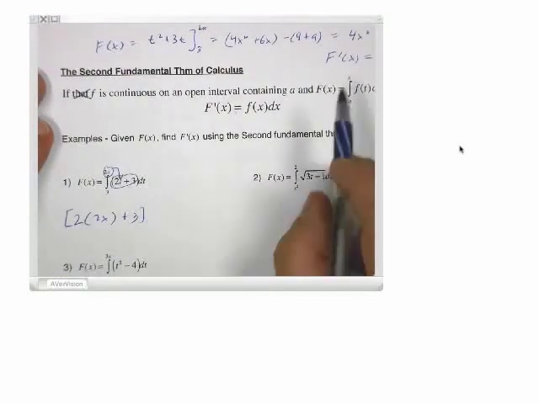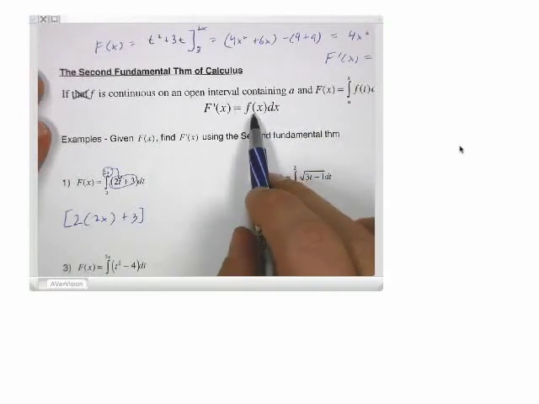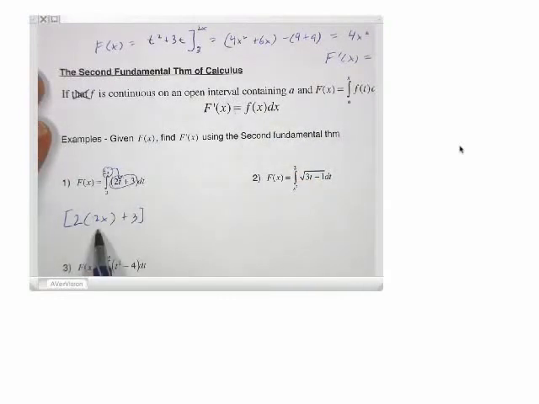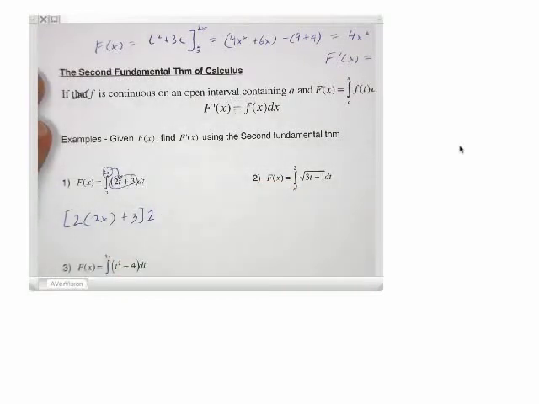I've taken whatever's on the upper limit, and I've plugged it into my function. So in this case we had 2x, I plugged it in. Now don't forget out here we have to multiply by the derivative of whatever our upper limit was. My upper limit was 2x, so I'm going to multiply by 2. Let's see what happens.